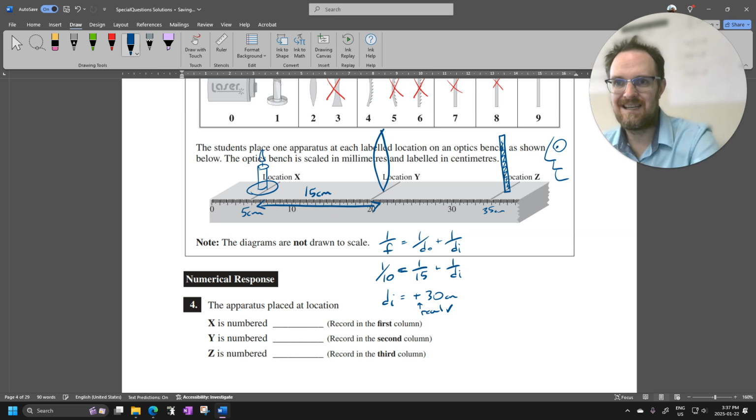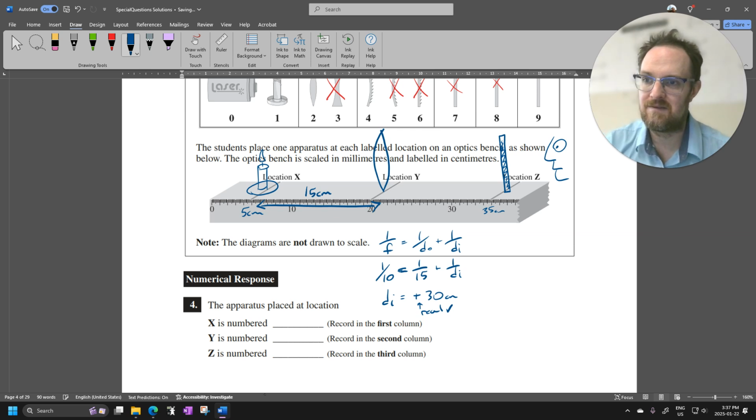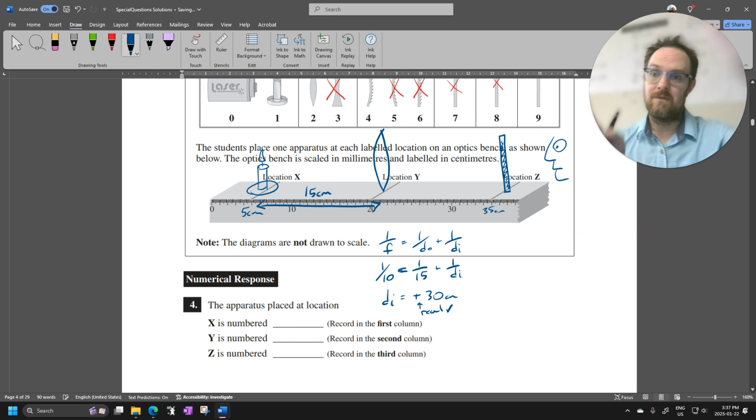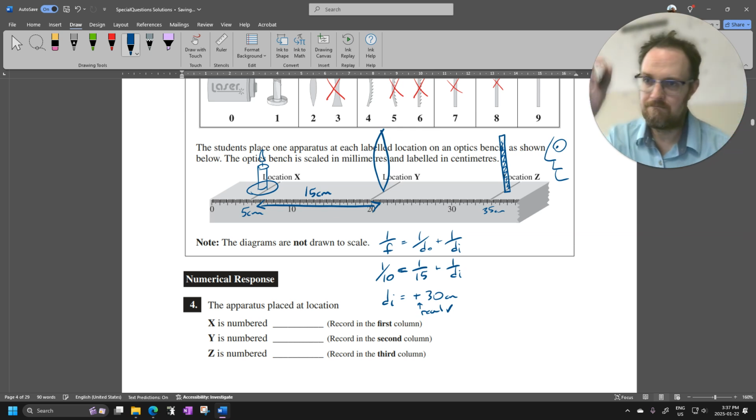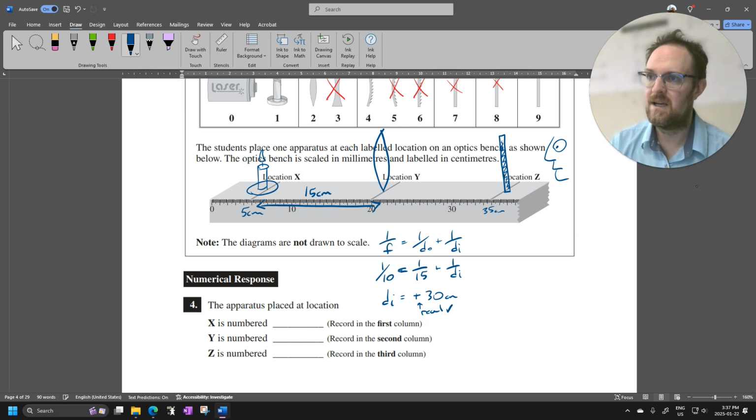Plus, location Z is not at the right spot. Location Z is at 15 centimeters. So for this to work, location Z has to be at 30 centimeters. It's got to be twice as far as it is right now. So it doesn't work. Based on what we concluded here, that doesn't work. So I'm going to have to redraw what I think this picture is going to look like here. Okay, so let's do this all over again.